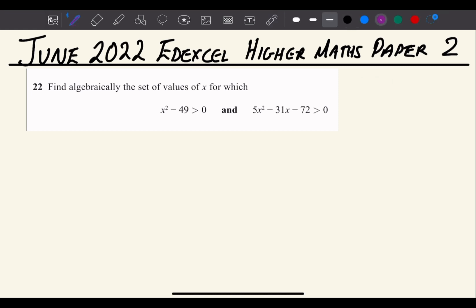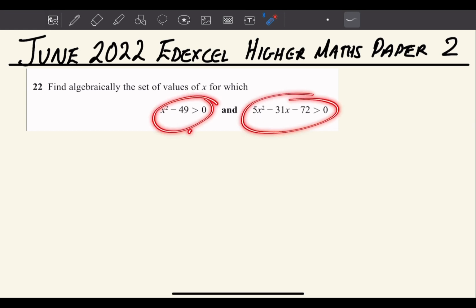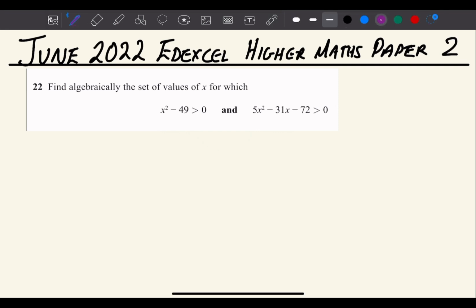So the way to answer this question is, given two different inequalities here, let's just break it down one by one. We have to find a solution to this inequality and a solution to this inequality, and once you find the two solutions, just join them all together. We'll start with this one: x squared minus 49 is greater than 0.